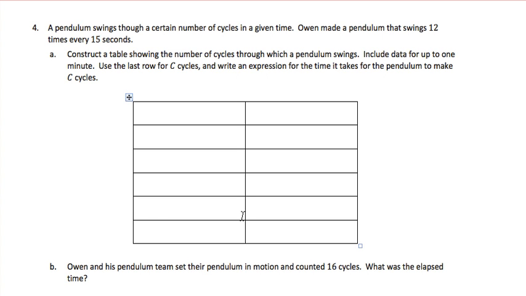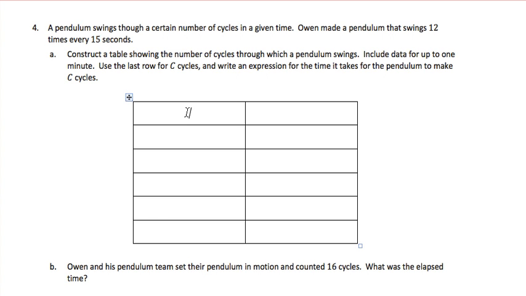Example 4. A pendulum swings through a certain number of cycles in a given time. A pendulum is like an old-fashioned grandfather clock. It has a long part to it, and then it swings back and forth. Owen made a pendulum that swings 12 times every 15 seconds. We're going to construct a table showing the number of cycles through which a pendulum swings, and we'll include data for up to 1 minute. We're going to use the last row for C cycles and write an expression for the time it takes for the pendulum to make C cycles.